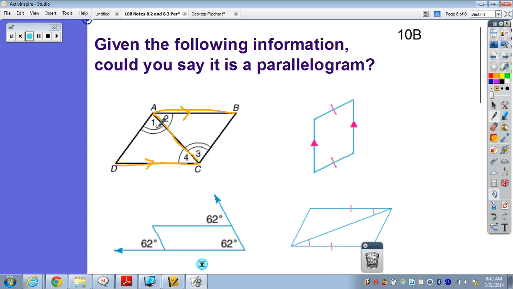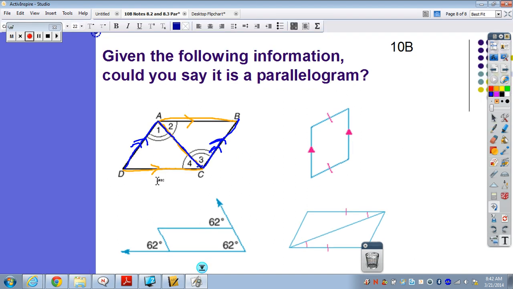And then I know angle 1 and angle 3 are congruent. So I'm going to trace angle 1. I'm going to trace angle 3. And if I trace them, that shows me that angle 3 is created by side BC, and angle 1 is created by side DA. So I'm going to mark those parallel. And now I can see that opposite sides are parallel. So this is yes, because opposite sides are parallel.